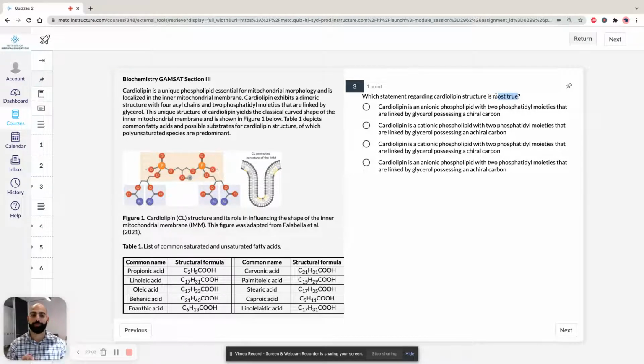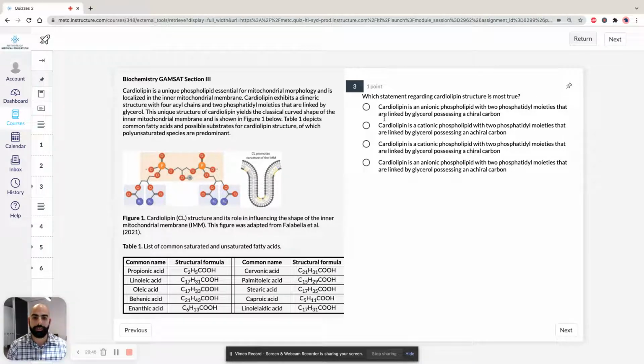When they say most true in the GAMSAT, it most likely means there are probably two statements in here that are correct, but one is more correct than the other one. Now, it's important to note here in the stimulus, we're told that cardiolipin preferentially prefers polyunsaturated species. It doesn't necessarily mean that all cardiolipin species are made up of polyunsaturated fatty acids. It just means that if they had the choice, they'd much rather have polyunsaturated than saturated and monounsaturated. It doesn't mean it's always going to be polyunsaturated. It could have combinations of mono, saturated and polyunsaturated, but just understand that this is where the trick comes.